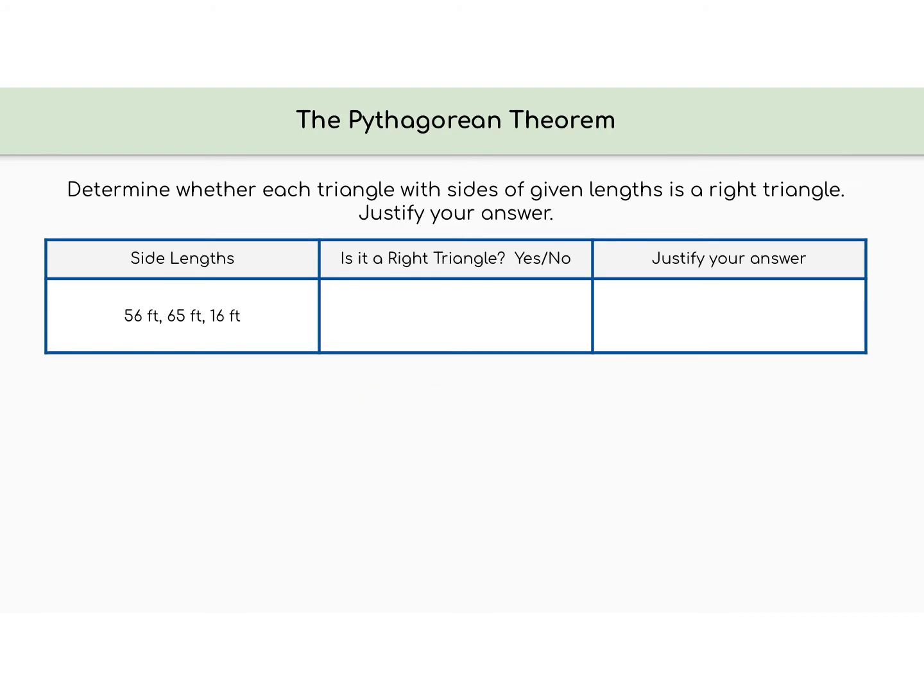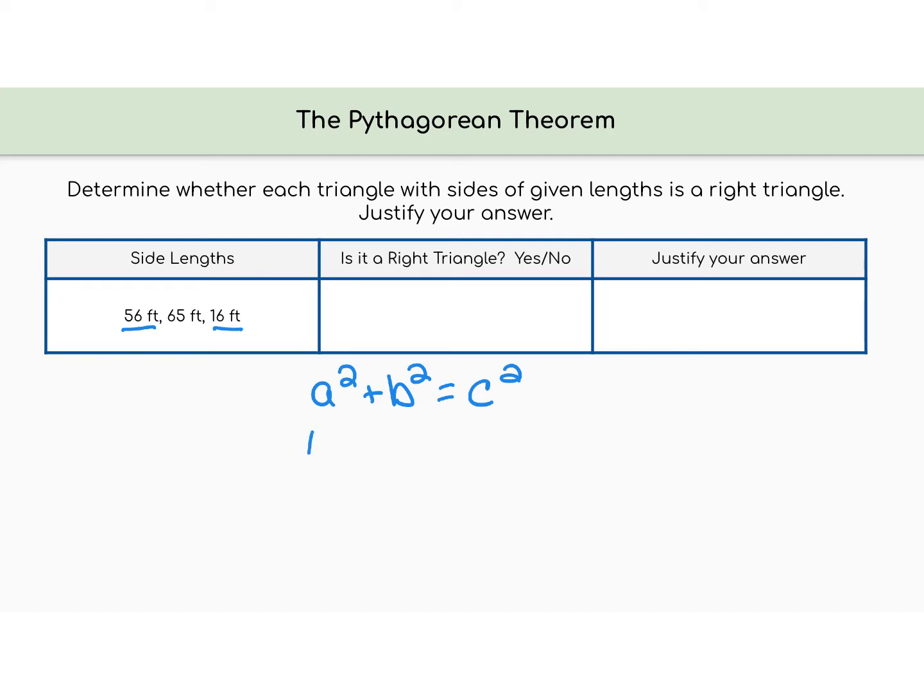Okay, so let's take a look at one more example. Again, the directions state, determine whether each triangle with sides of given lengths is a right triangle. Justify your answer. So first thing, let's write down our Pythagorean theorem. A squared plus b squared is equal to c squared. A and B represent the legs, the shortest sides. So I have to look closely at the side lengths. We can see 16 and 56 are shorter than 65. So 16 and 56 are going to represent our legs.